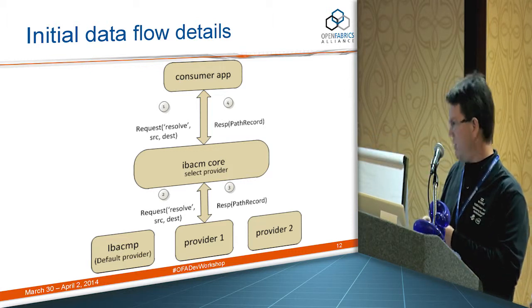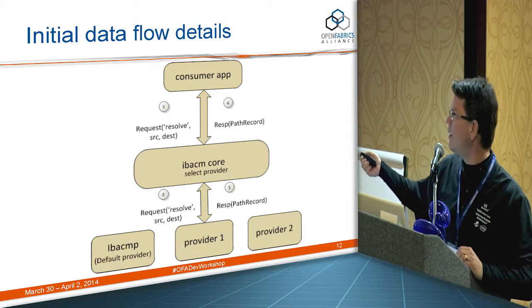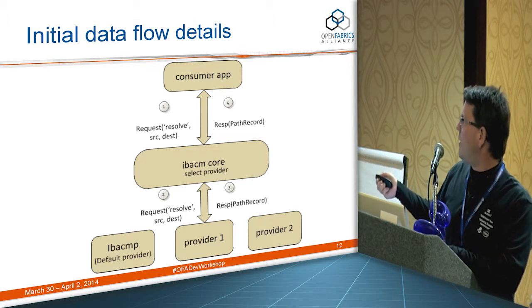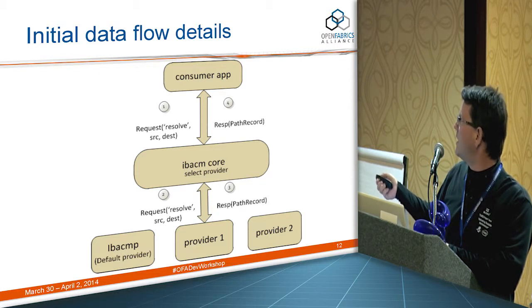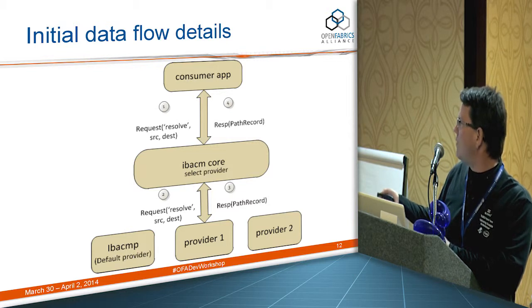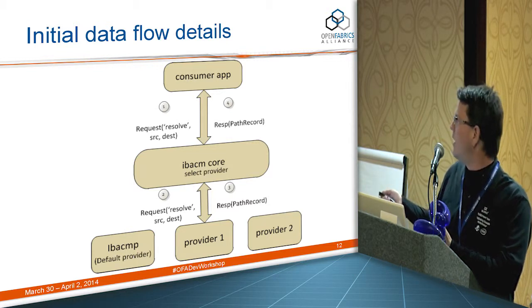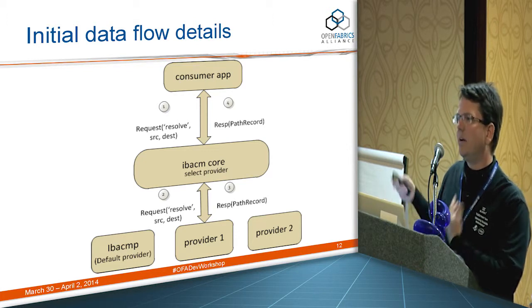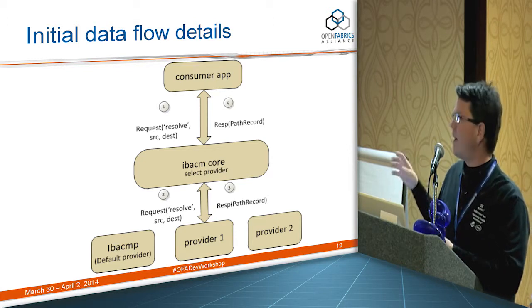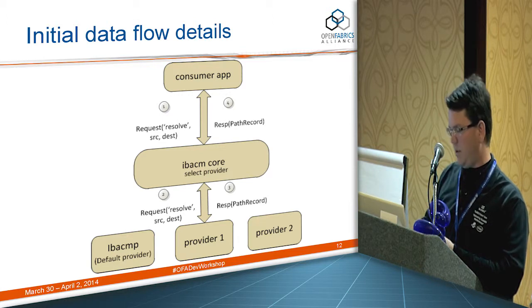Right now, how do I use this thing? There we go. Okay, so up here in the consumer app, we already have the socket connection with a request. Different types of requests, it gets a response of a path record back. Down here right now, we're just passing it through to the core, the default provider in our prototype code. Again, we don't have anything really official, but we kind of threw it together and it works, so yay.